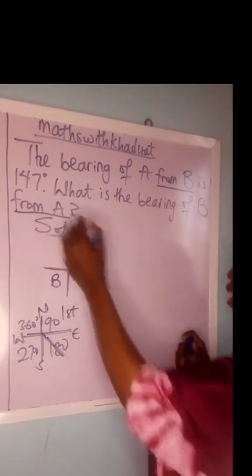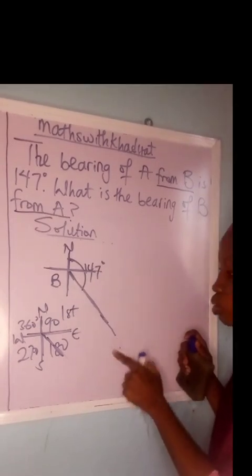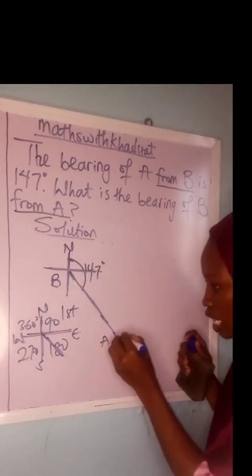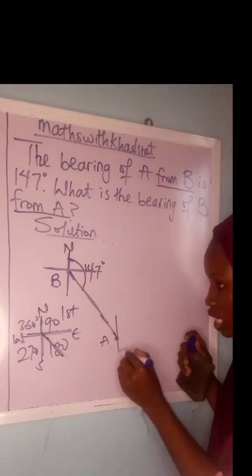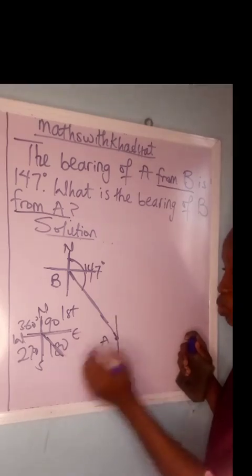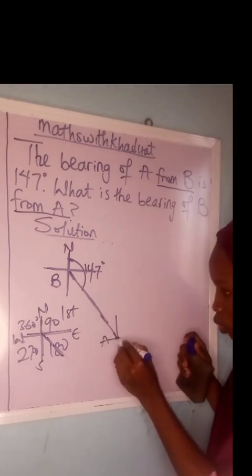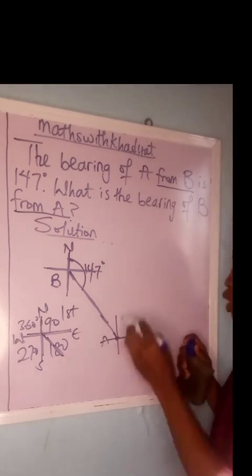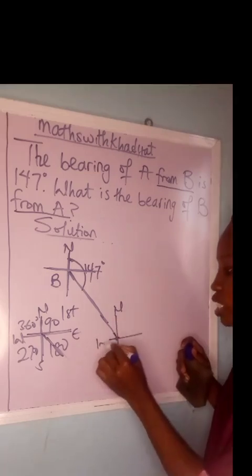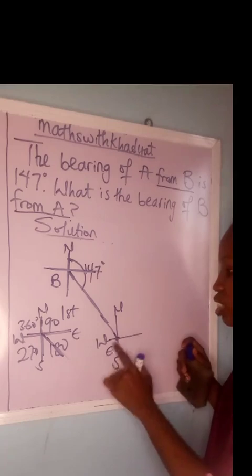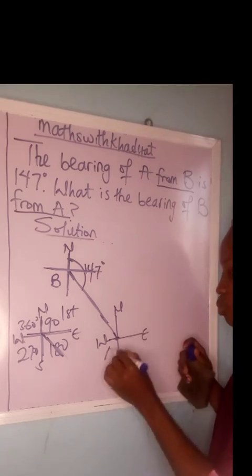Now you can see from A. Now let's go to A. We need to draw the bearing of A. So what do we do? Make this a dotted line, then make a straight line. You need to form your four cardinal points. Okay, so at this point here, I'm going to make my other line here. So here is my north now, here is my south, here is my west, and here is my east.